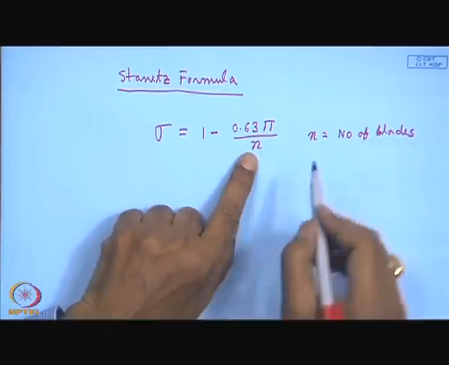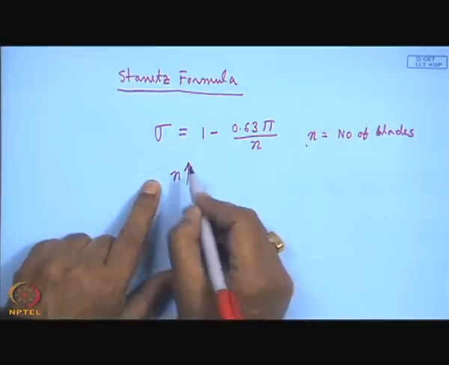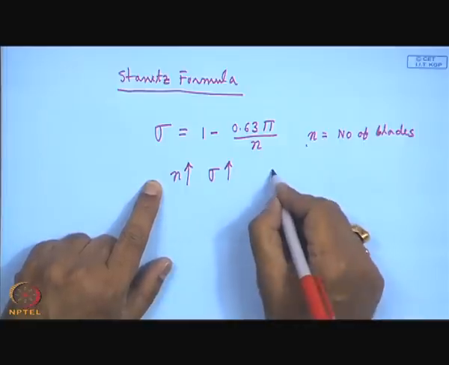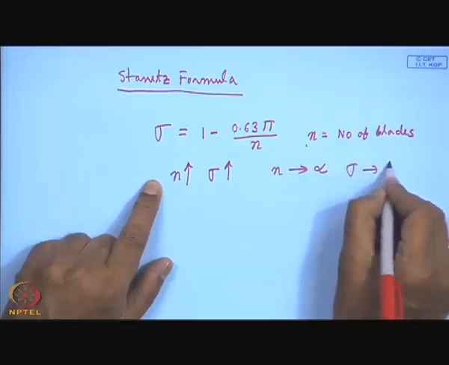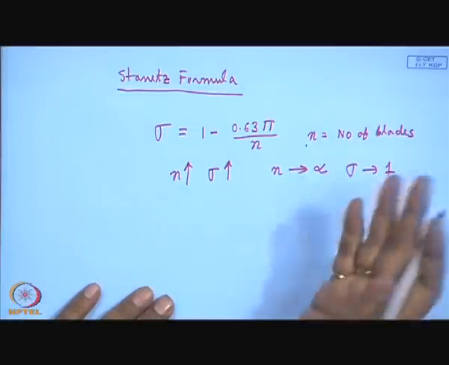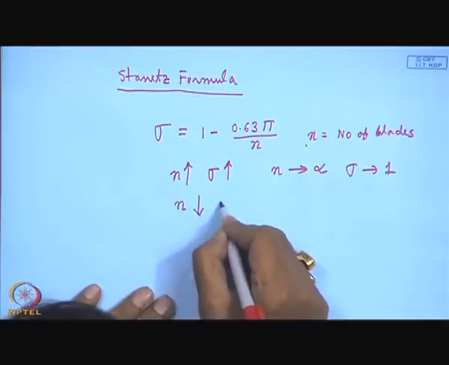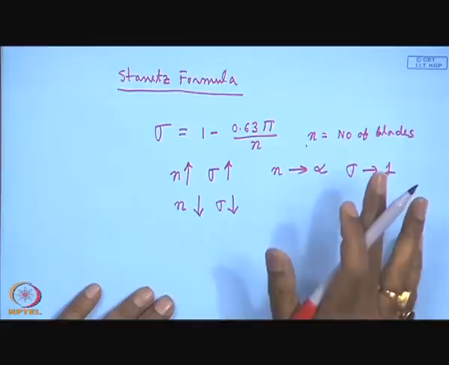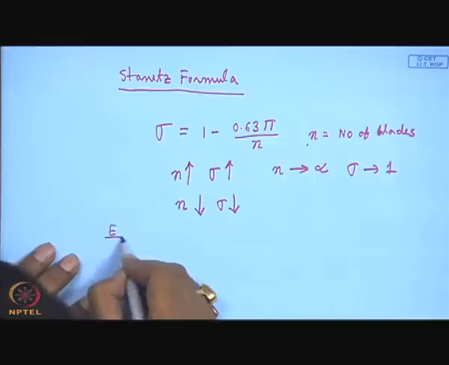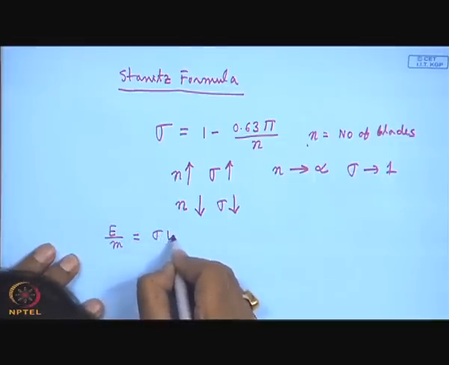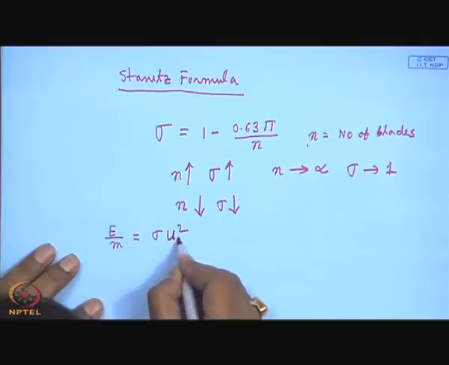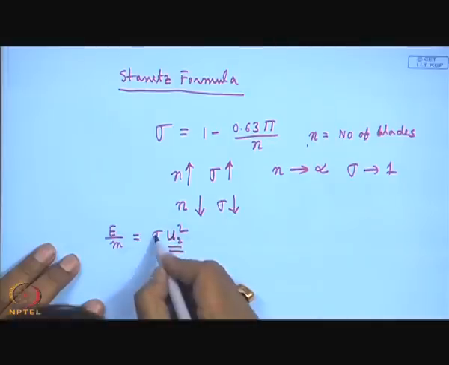Now, you see here that if the number of blades increases, sigma increases, and the maximum value is 1. When the number of blades tends to infinity, sigma tends to 1, there is no slip. That means if you make small streams, or more blades, an infinite number of blade passages, then slip will be almost totally reduced. On the other hand, when the number of blades is decreased, sigma becomes much lower than 1, and there will be a much greater reduction in the energy imparted to the fluid. So, due to the slip, finally, the energy imparted per unit mass is given by sigma U2 square, where U2 is the outlet tangential velocity of the impeller blade, and sigma is the slip factor.